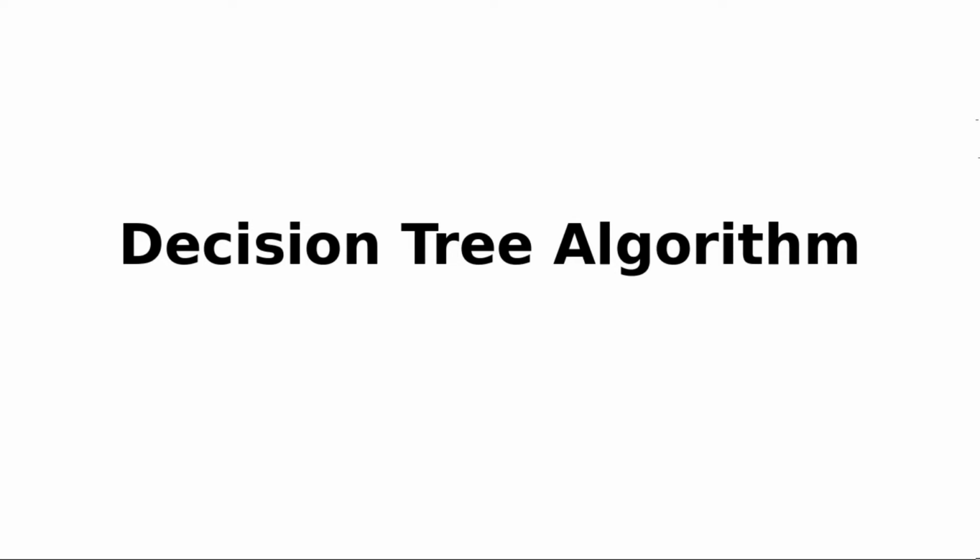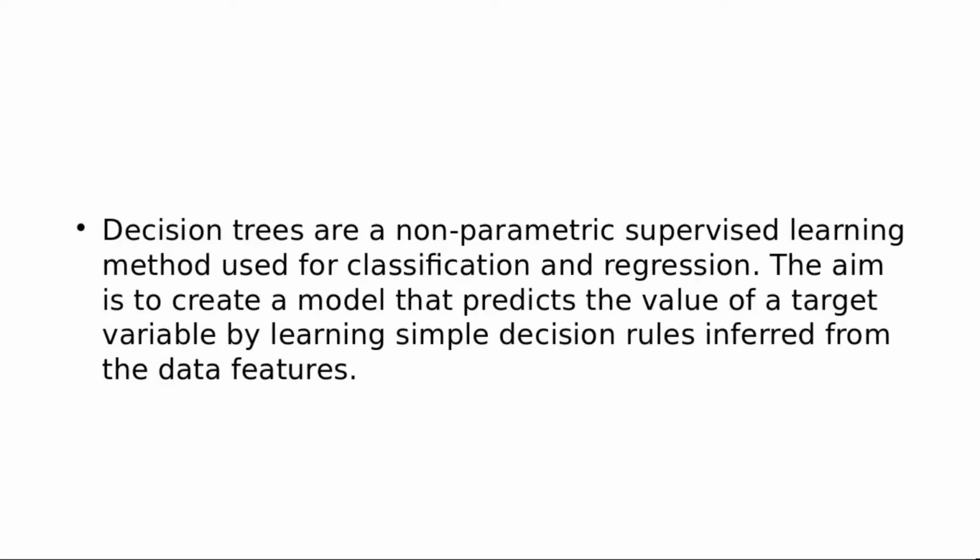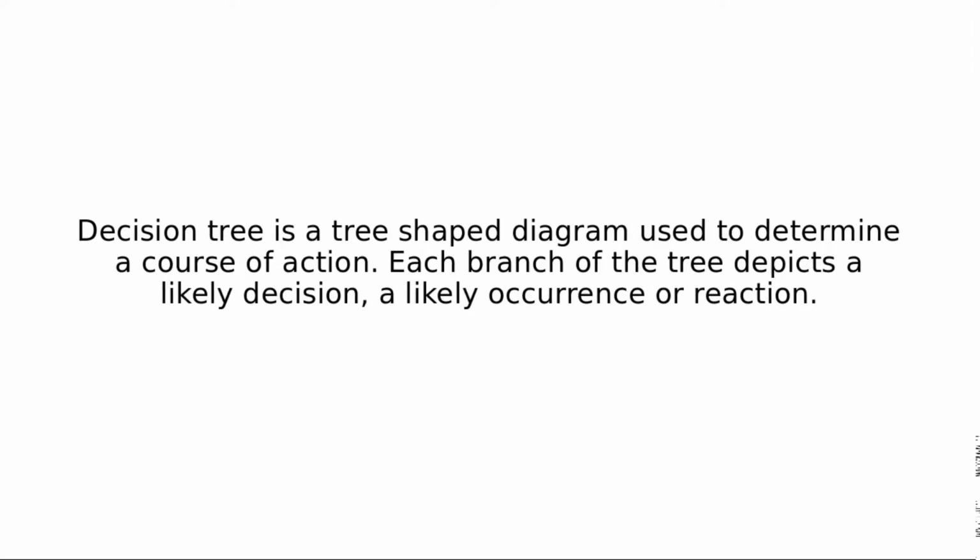So what is the decision tree algorithm? Decision trees are a non-parametric supervised learning method used for classification and regression. The aim is to create a model that predicts the value of a target variable by learning simple decision rules inferred from the data features. Actually, a decision tree is a tree-shaped diagram used to determine a course of action. Each branch of the tree depicts a likely decision, a likely occurrence or reaction.